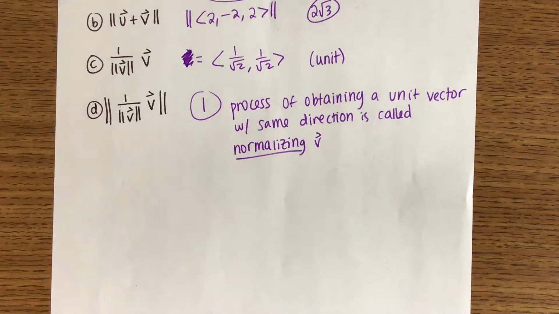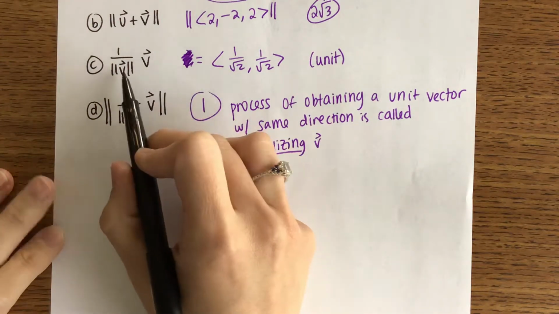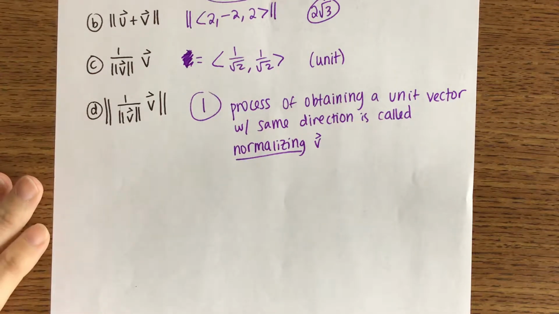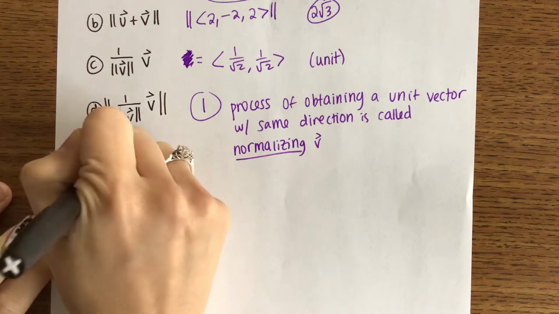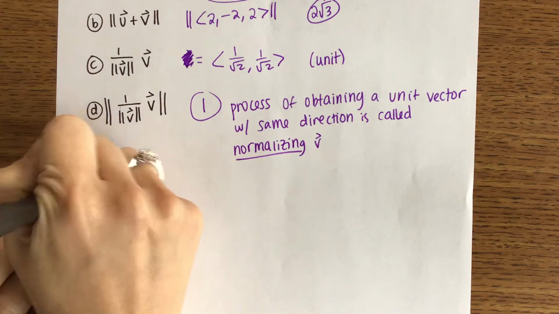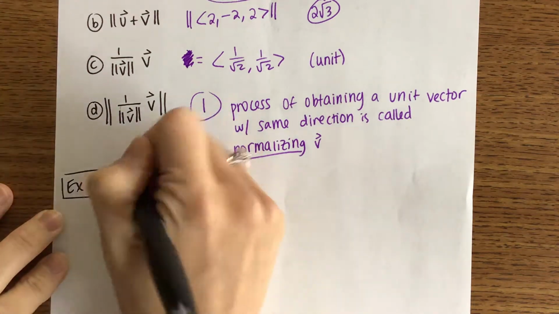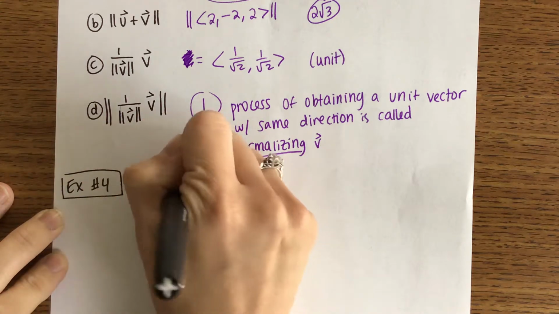So what we ended with yesterday is we talked about unit vectors. We talked about if you take a vector and you divide by the magnitude, you're going to get a unit vector, and that process is called normalizing. So we're going to do another example real quick before we talk about another form of vectors. We are going to find the unit vector.